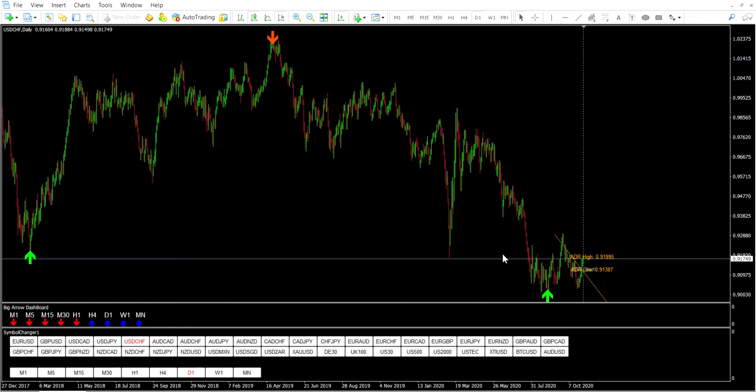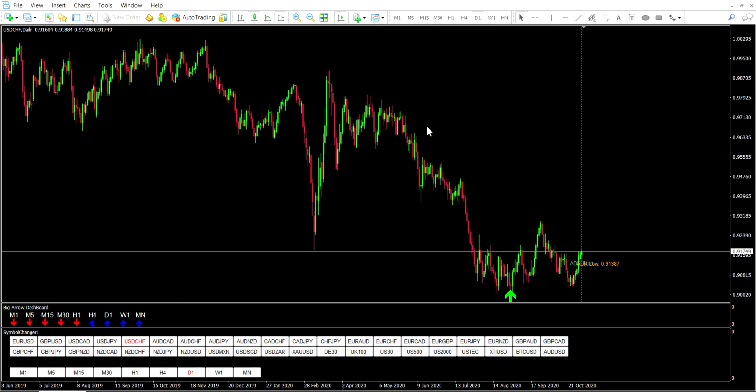Here we go. USD CHF has got 4 arrows, all the same. 4, daily, weekly and monthly, all pointing up. So I'm going to take my Fibonacci tool. I'm looking from the big arrow, it going up till where it broke the structure.